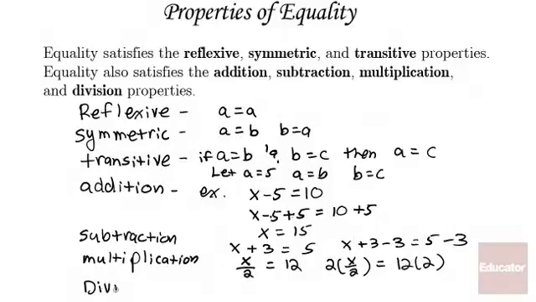Division, same idea. In this case, I may have 4x equals 6. To solve that, I'm going to divide both sides by 4. So the important thing is if you do something to one side, you need to do the same thing to the other side of the equation.